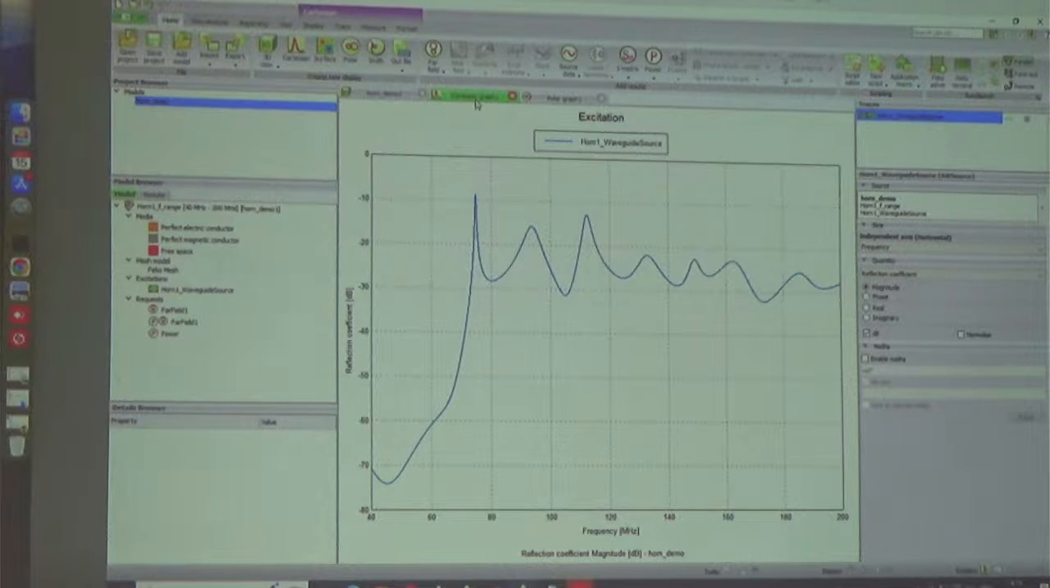Here, the way to interpret it is the lower it is, so you can see it's all negative, minus 50, minus 40, minus 10. The more negative it is, when you convert it into linear, you'll go to 0.001, order of those numbers, which means your matching is very good. And most of your TA is actually getting coupled into your system. So for a typical antenna design, this is very good.